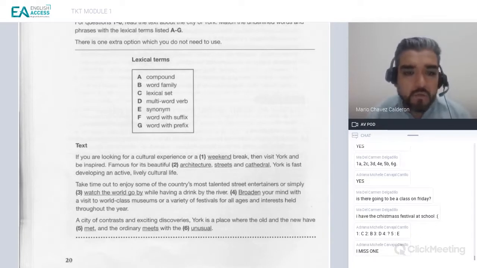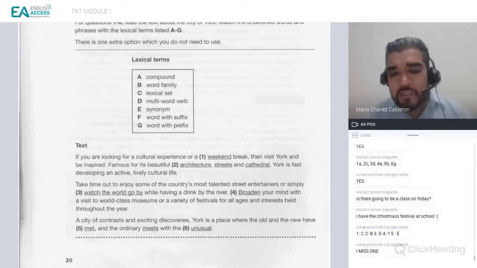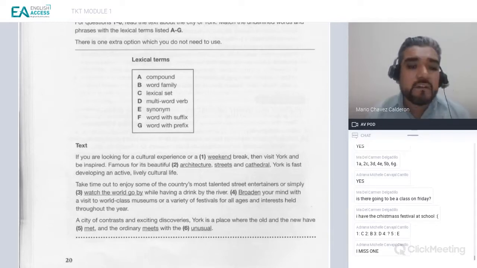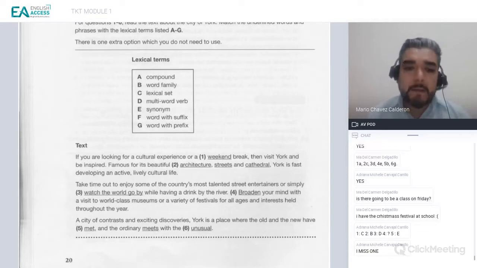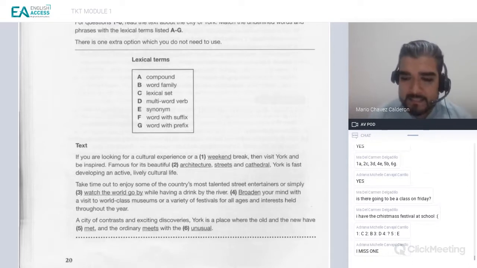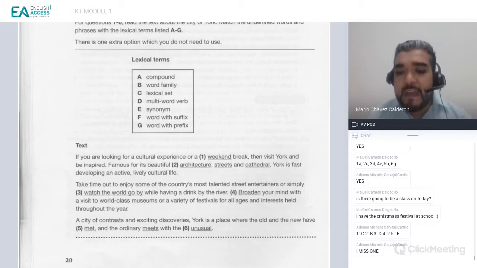Number 3, watch the word go by, is a multi-word verb. So there are many words for one verb. So this is the letter D. Number 3 is letter D. Number 4, boarded. It's a word plus a suffix. Board is the word, and the suffix is the ending. So that is the letter F. Meat and meats. Both of them are for the same word family. Is the letter B.